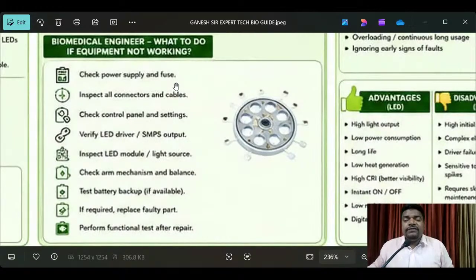And check power supply and fuse. First of all, if equipment is not working, listen carefully and keep in your mind. These are the practical things, direct contact points you have to get. And inspect all connections and cables, whenever you get a complaint.